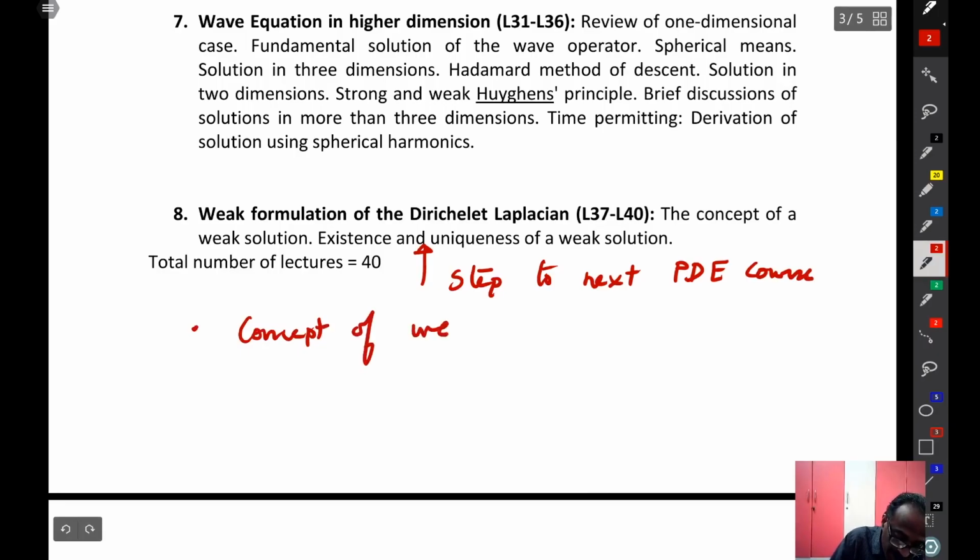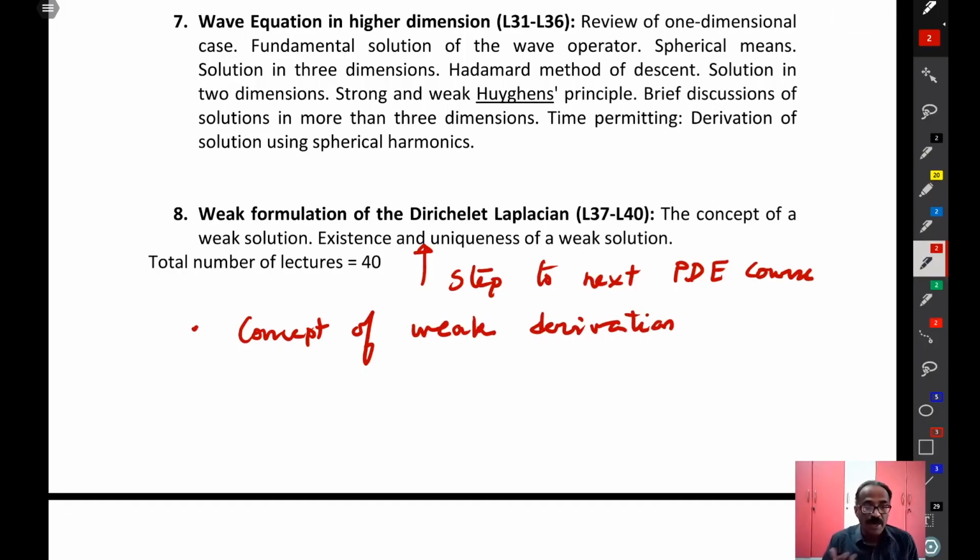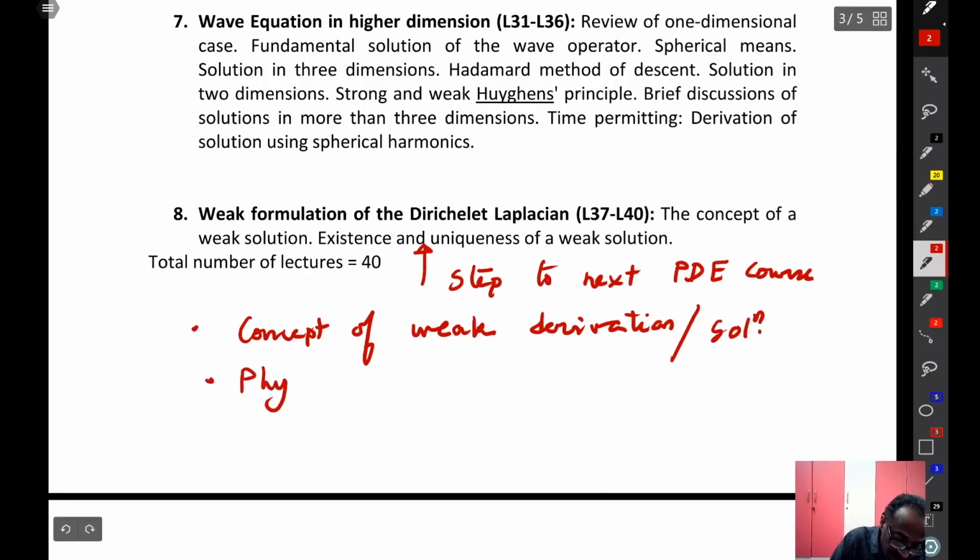How do you differentiate functions for which it is not possible to take classical derivatives? Suppose you have an L2 function. How do you really define weak derivatives and weak solutions? And this is more physical. That's what you have to understand. So we will give a glimpse of these things.